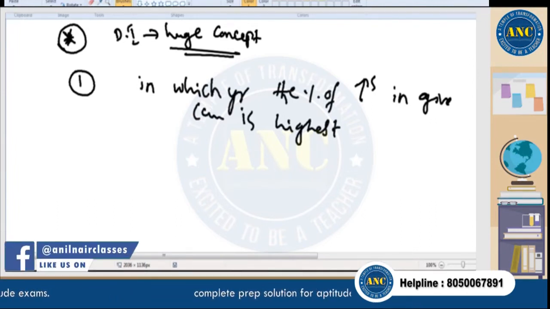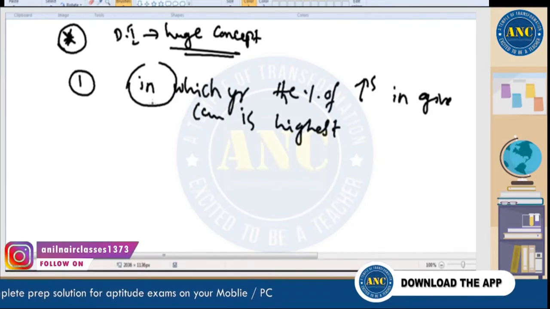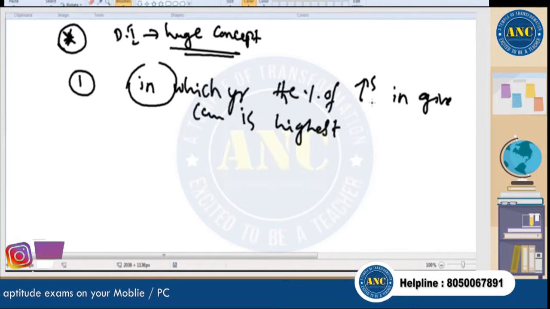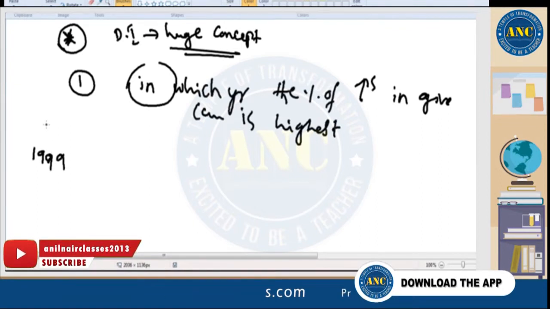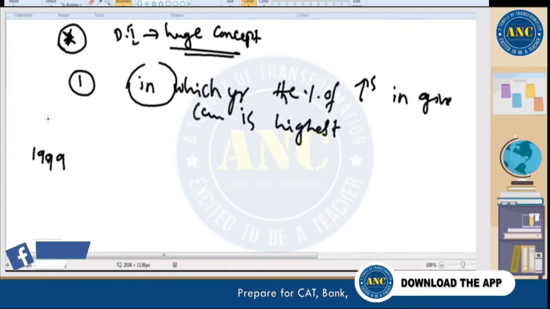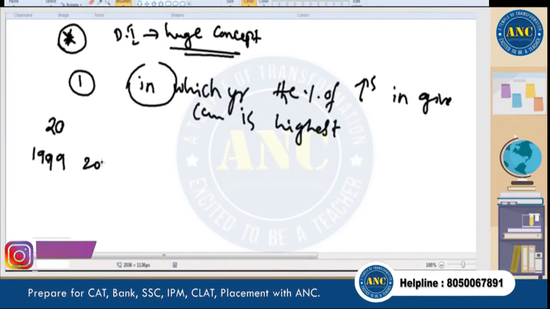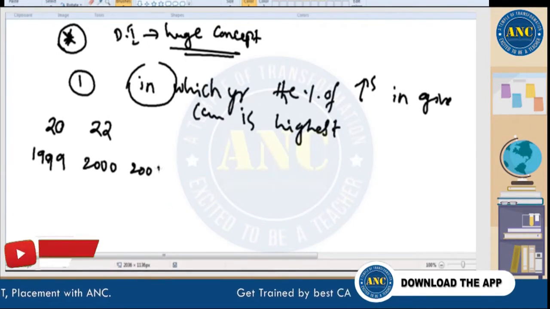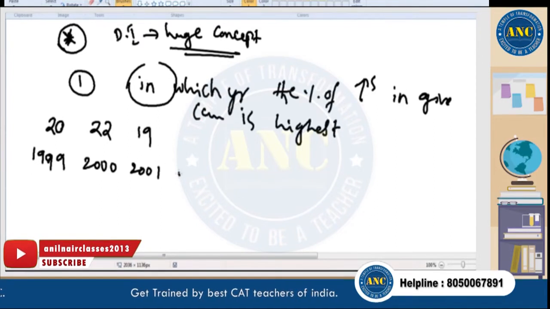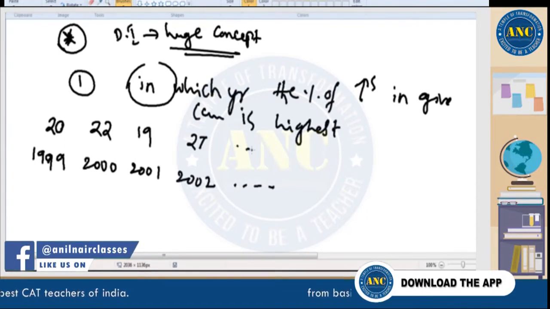In DI, if you already solve the questions, there will be one question like this. In which year is the percentage of increase in given companies highest? For suppose the data can be like this. In 1999, the value can be production, import, export, anything. Suppose production is 20. In 2000 the production can be 22. In 2001 it can be 19. In 2002 it can be 27. Like this some data will be given, sir.